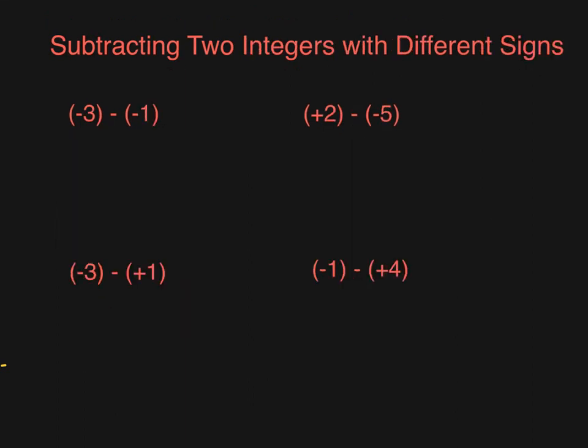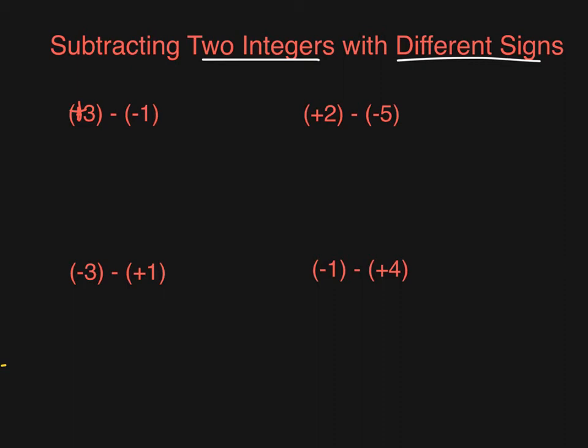Okay. And the next thing we're going to look at is subtracting 2 integers with different signs. I've got 4 different examples here because there's 4 different things that can happen. So, again, I made an error here. I forgot this little positive here. This should be +3. So +3 minus -1.